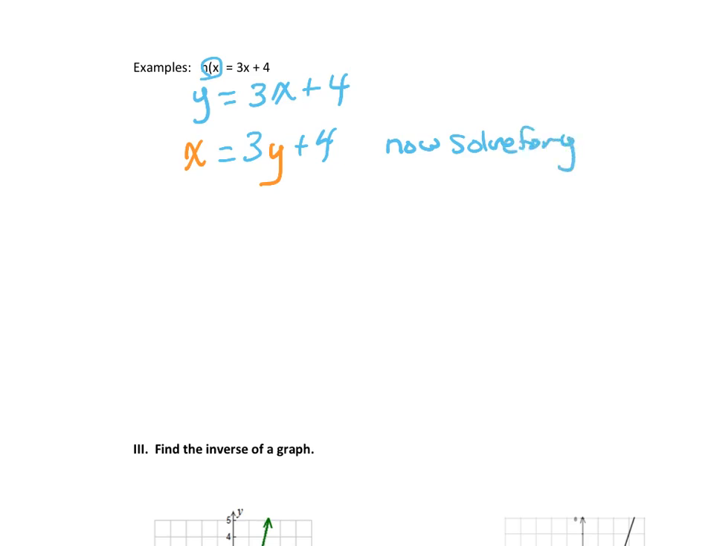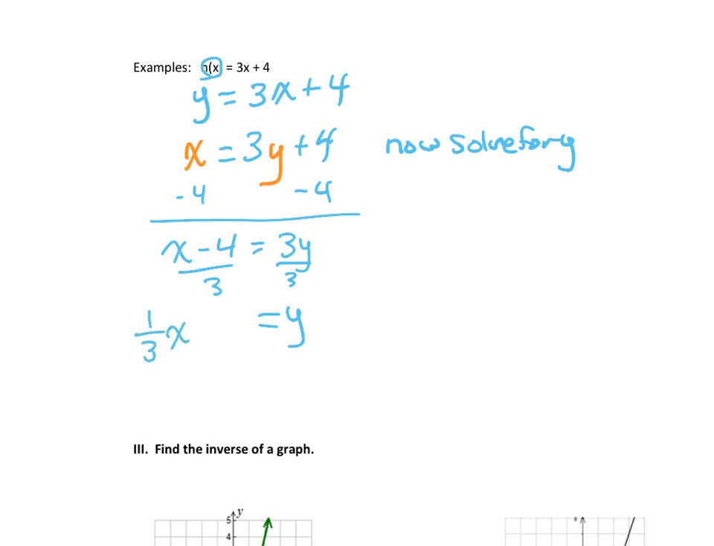So to solve for y, I need to subtract the 4 from both sides. And I've got to divide by that 3 on both sides. So I get 1/3 x minus 4/3.